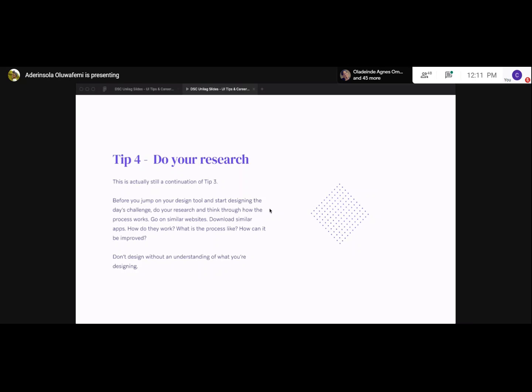You don't just go and design, because point blank, most of those things are not usable, they will not work in the real world. So yeah, do your research before you jump on any design tool and start designing the day's challenge. Do your research and think through how the process works. Go on similar websites, download similar apps. How do they work? What is the process like? How can that process be improved? Do not design without understanding what you are designing. I hope I have made that point very clear.